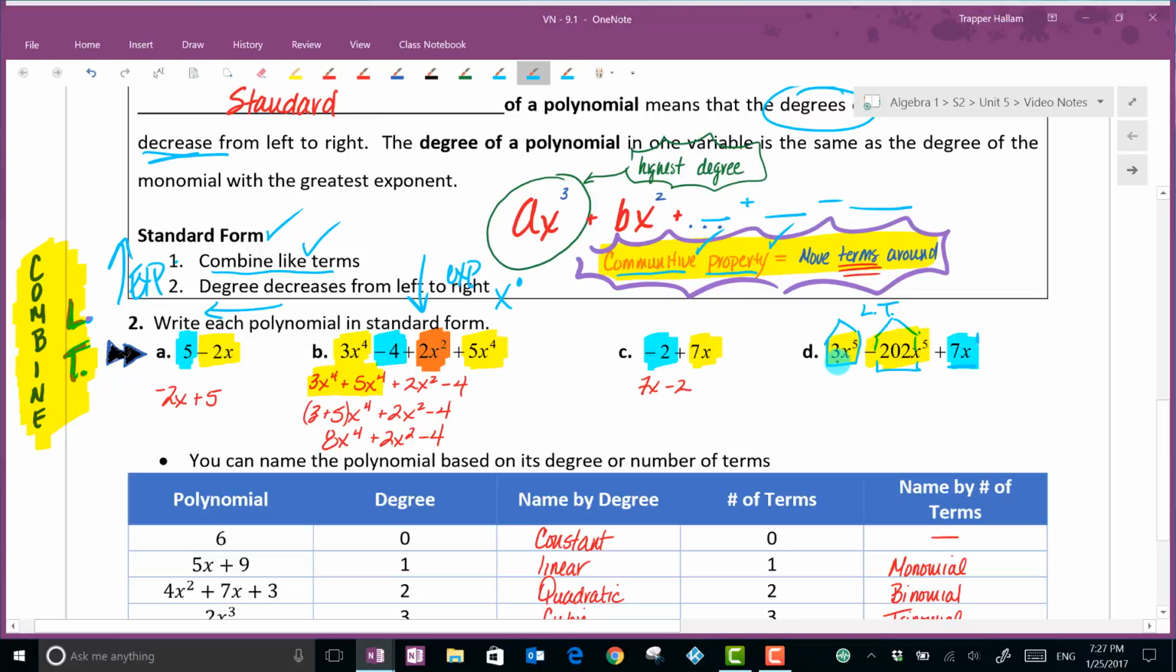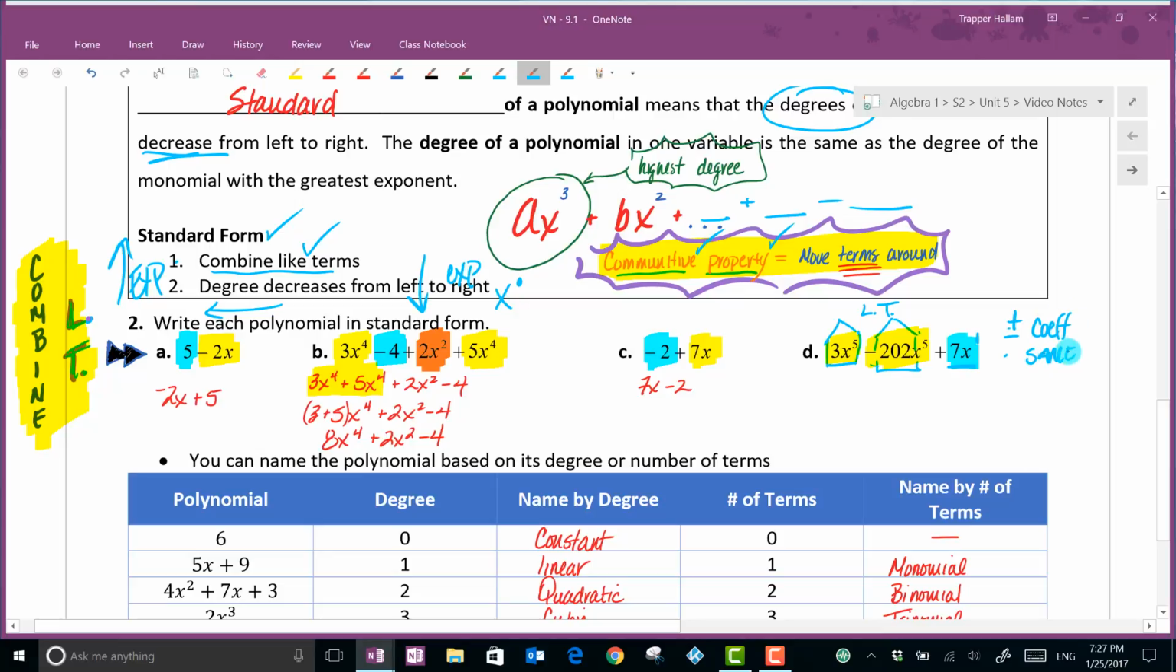So really when we combine like terms, I don't know if you remember this, all we're going to do is add the coefficients or subtract them in this case. The exponents stay the same, okay? So add or subtract coefficients, exponents same.